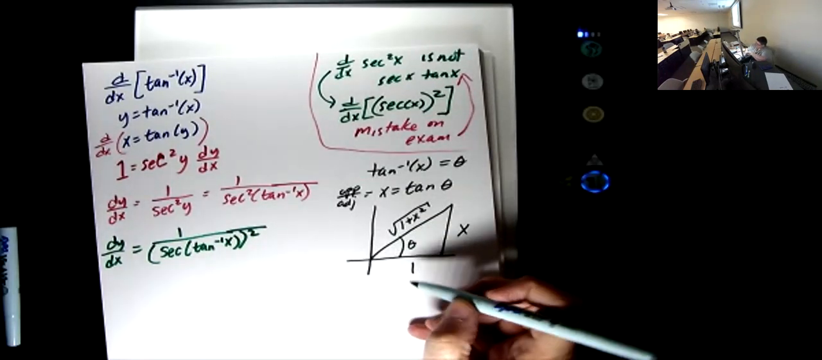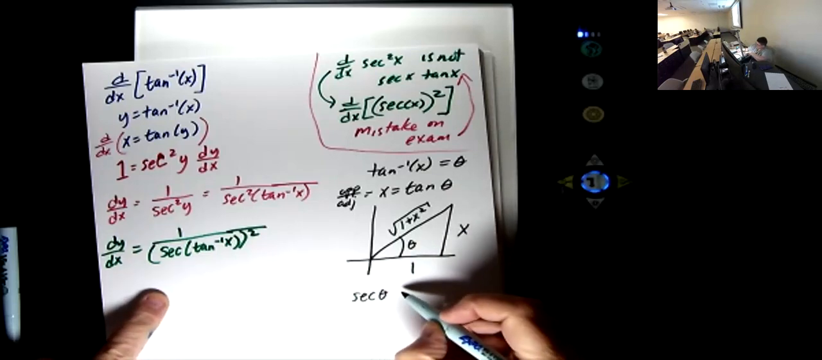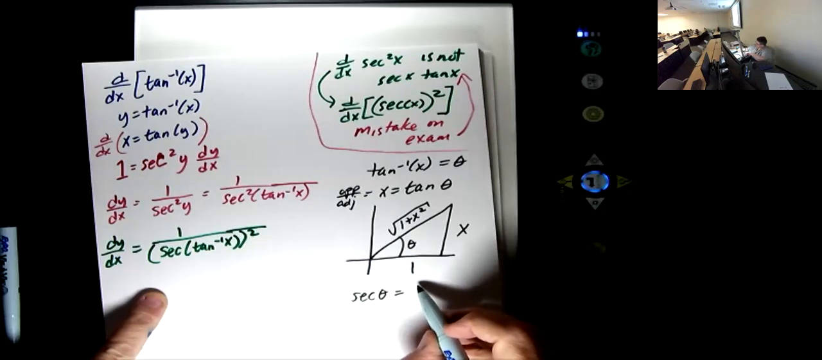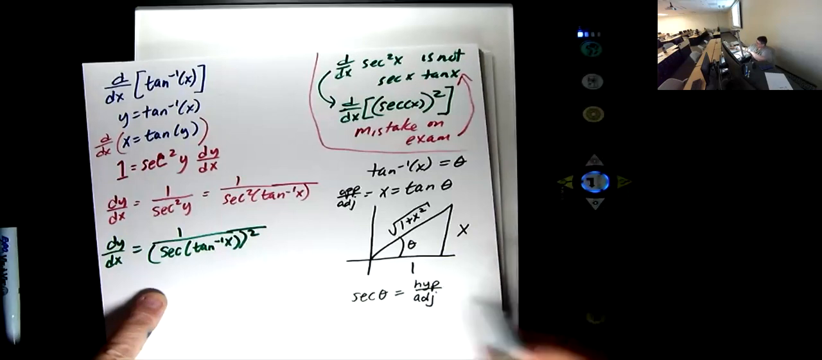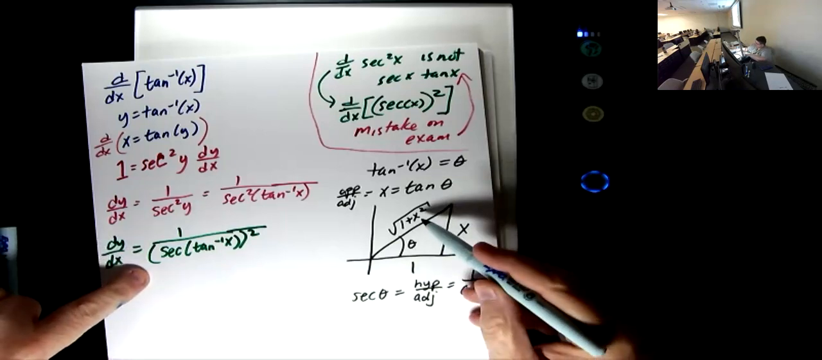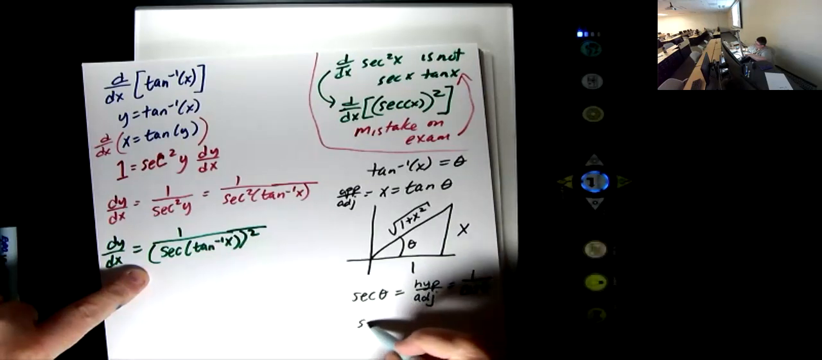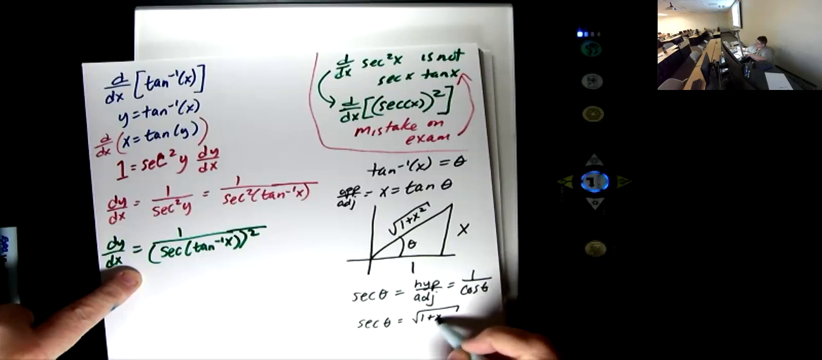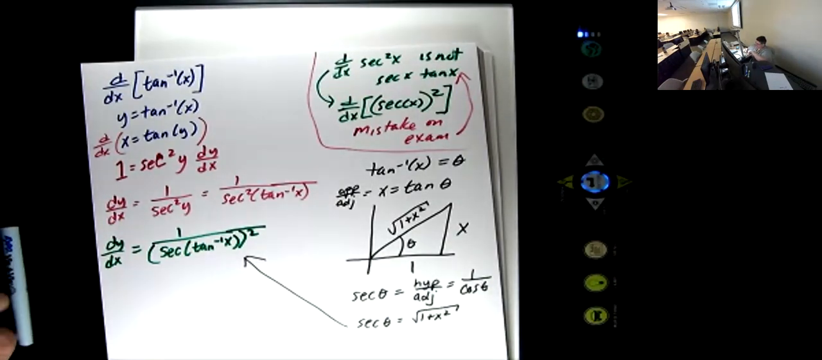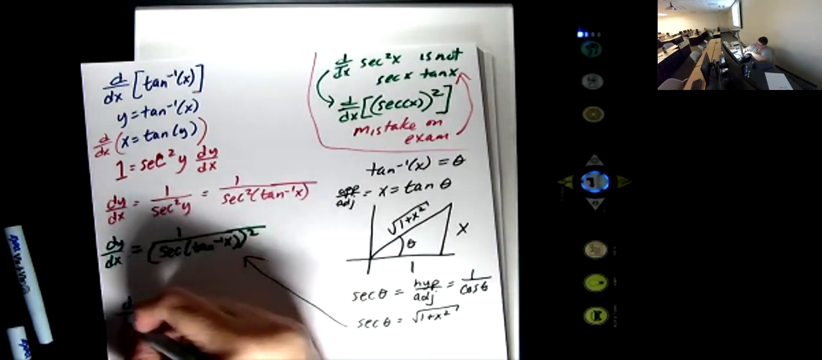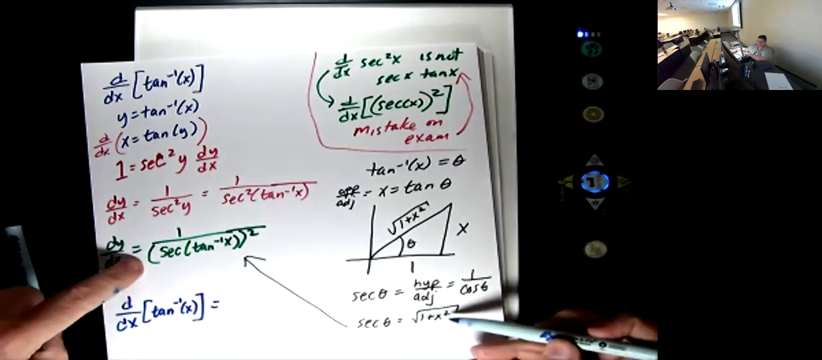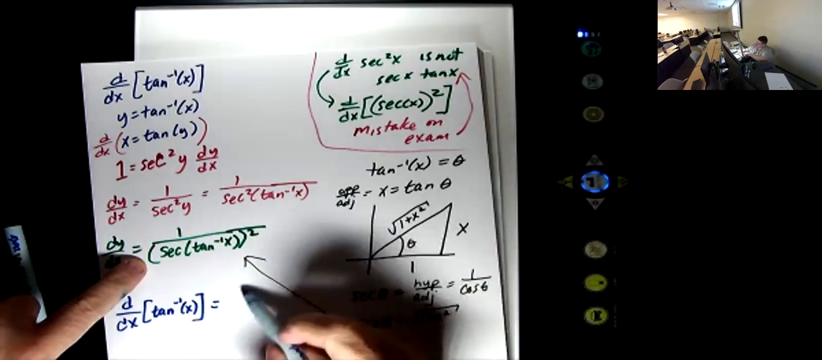So secant of theta: cosine theta is adjacent over hypotenuse, so secant theta is hypotenuse over adjacent, which is 1 over cosine theta. The hypotenuse here is the square root of 1 plus x squared, and adjacent is 1. So secant theta is the square root of 1 plus x squared. And I end up with d/dx of tangent inverse of x. When I plug that in, I've got a square root and a square. This is just 1 over 1 plus x squared.